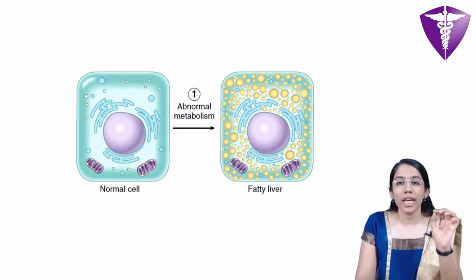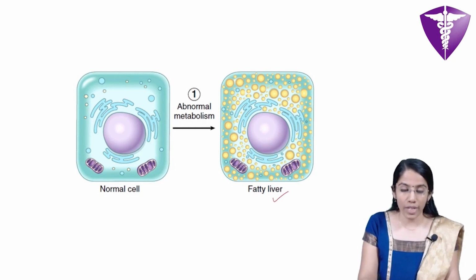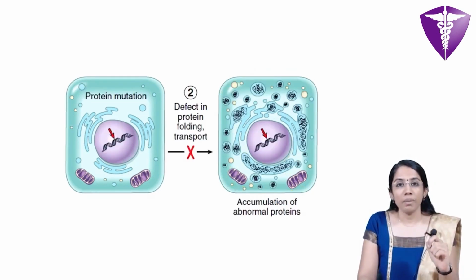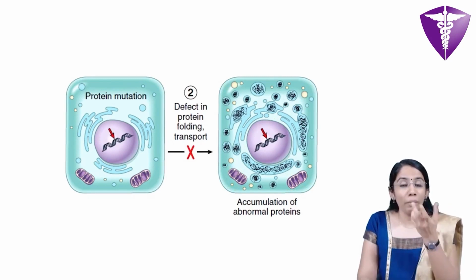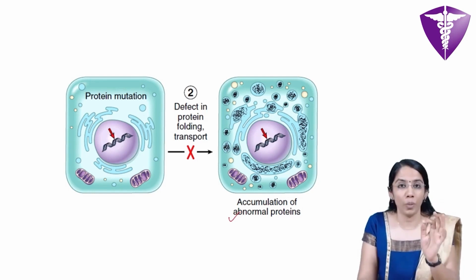One is in which there is accumulation of a normal metabolite due to abnormal metabolism or packaging. A classic example of this is fatty liver. The next mechanism is in which an abnormal metabolite accumulates as a result of a genetic defect in protein folding or protein transport. So, the abnormal protein is what accumulates.